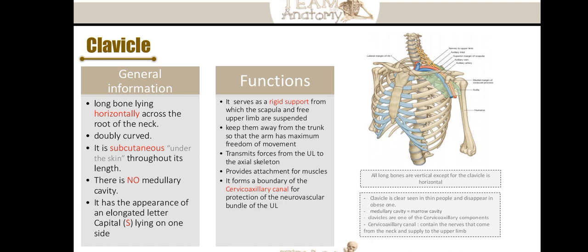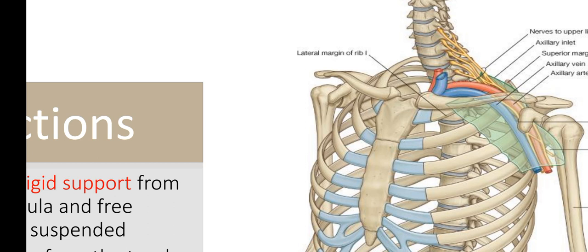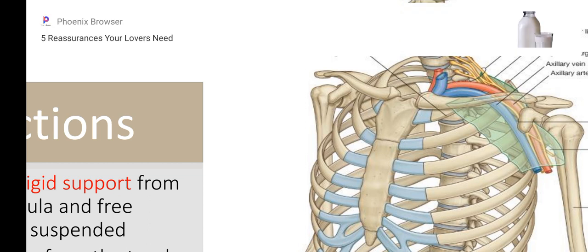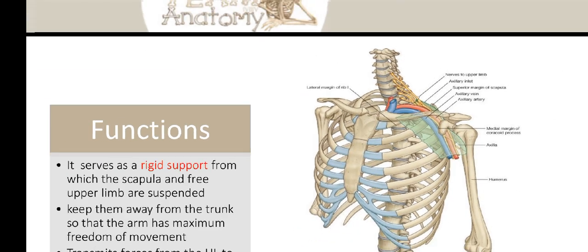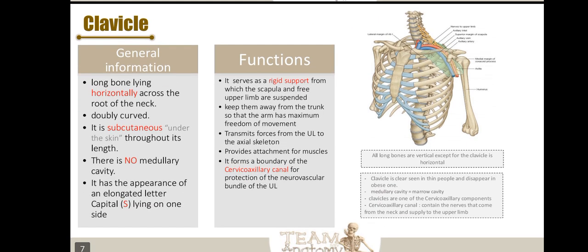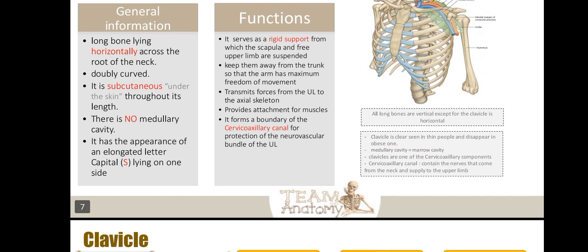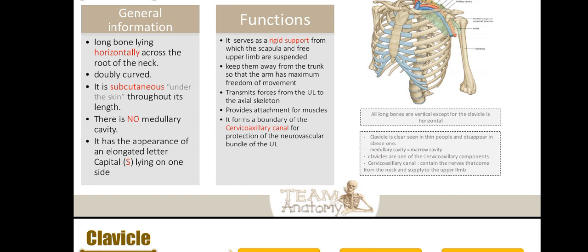What are the functions of the clavicle? It is a rigid support. Now, funny enough, you could see that the clavicle doesn't have support anteriorly or posteriorly. It's just linking medially to the manubrium, okay, and laterally to the acromion of the scapula. It's not really a long link, it's just like touching, but it provides a rigid support from which the scapula and free upper limb are suspended, okay?